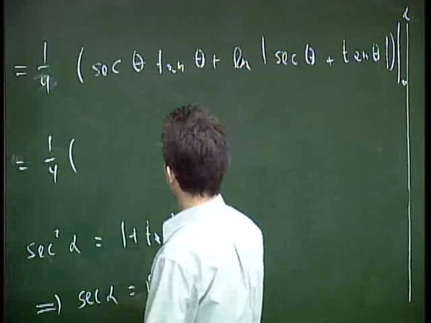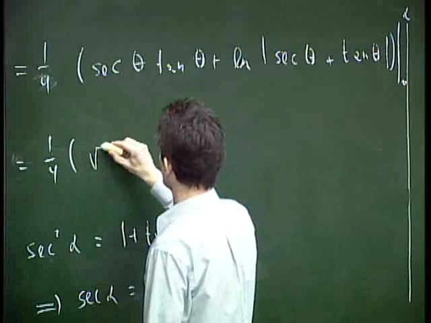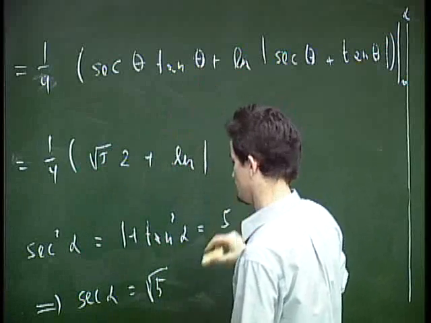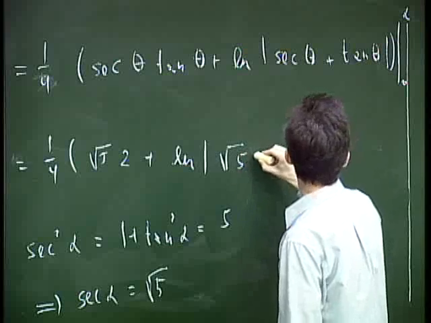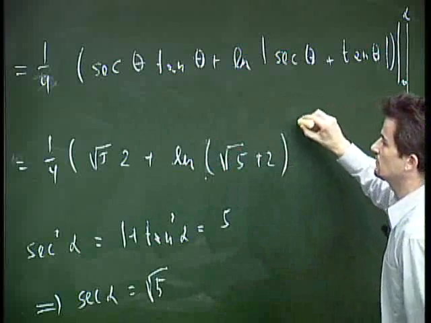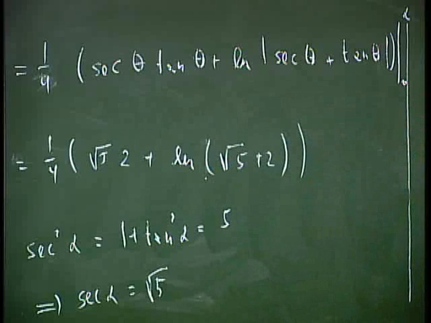And now you can plug everything in. So you have here square root of 5 times 2 plus ln, and here you have square root of 5 plus 2. So you can forget about the absolute value. Okay, this is the final result.